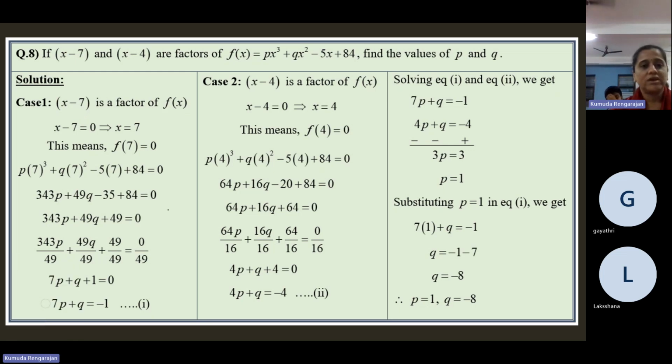Now the second one, x minus 4 is also a factor of f of x, as given in the question. So equate the divisor to 0, x is equal to 4. Because it's a factor, it means f of 4 is 0. This is the remainder, children. Always, after the equal to sign, what you write here is a remainder. It's the value of the polynomial, which is the remainder upon division here.